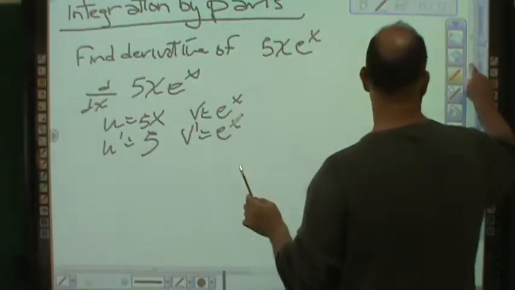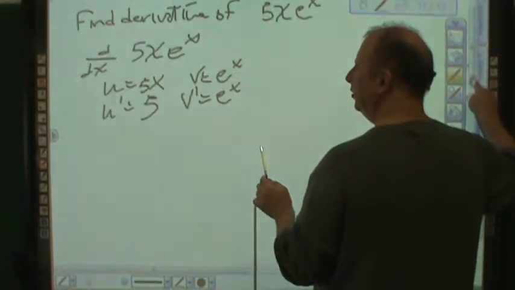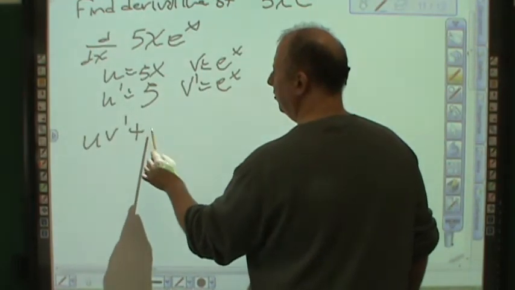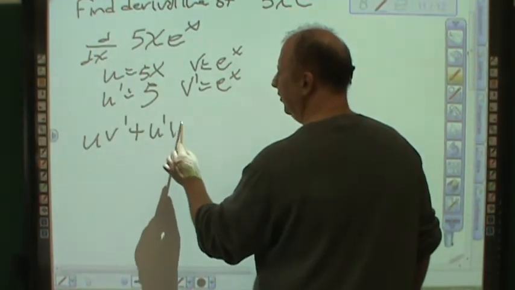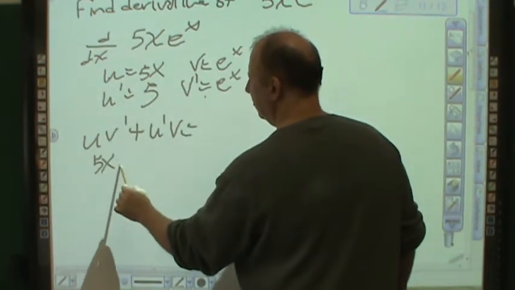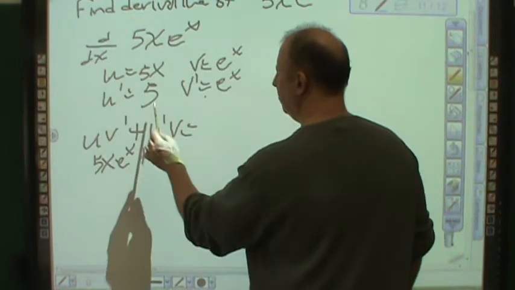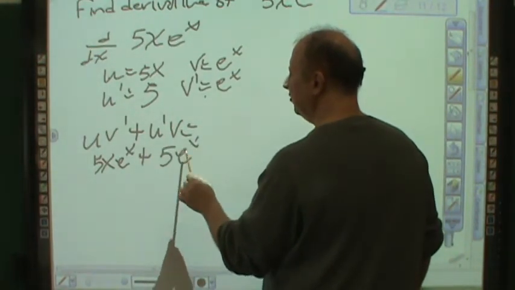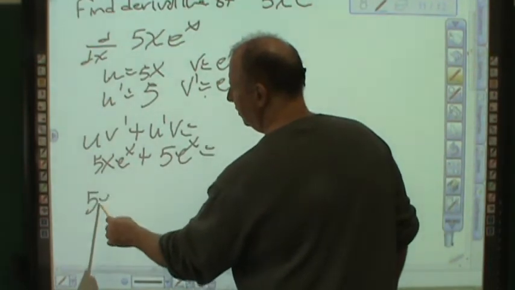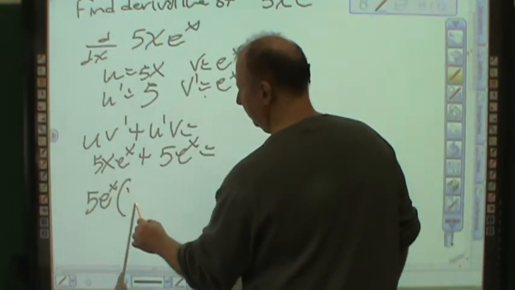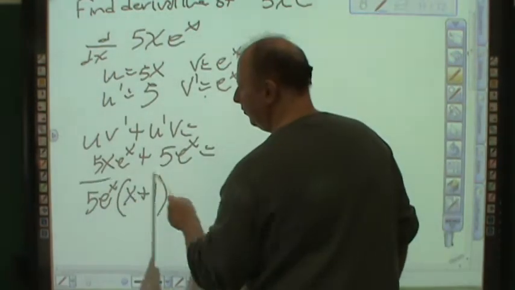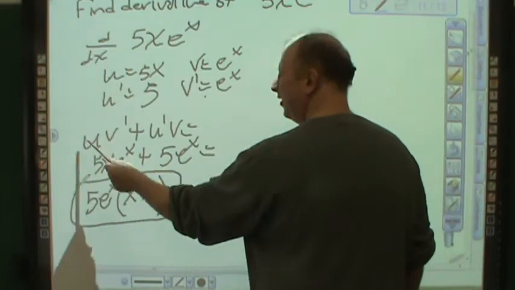And of course, working with what we know, we can say u v prime plus u prime v, which is 5x e to the x plus 5 e to the x. I'm finished. If we want to get fancy about it, we can say 5 e to the x times x plus 1, and there you go. There's your derivative.